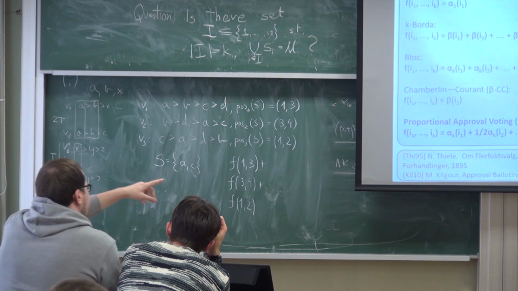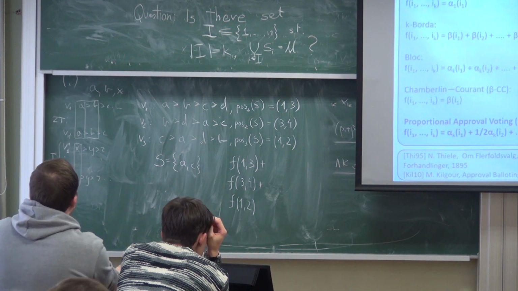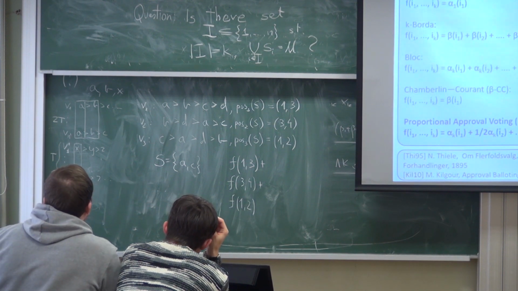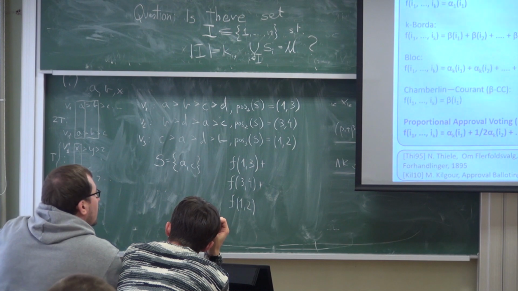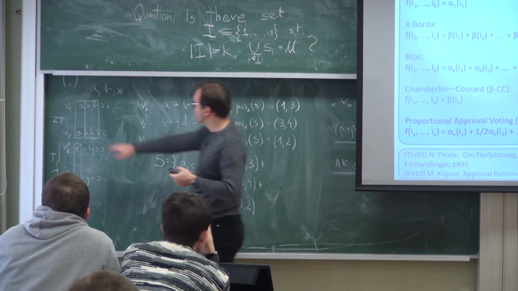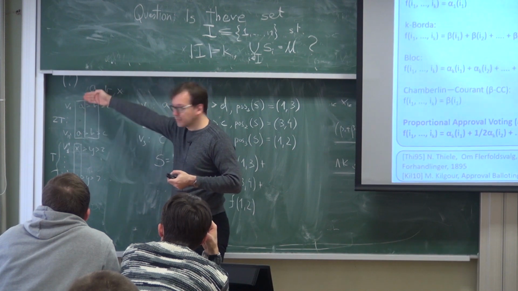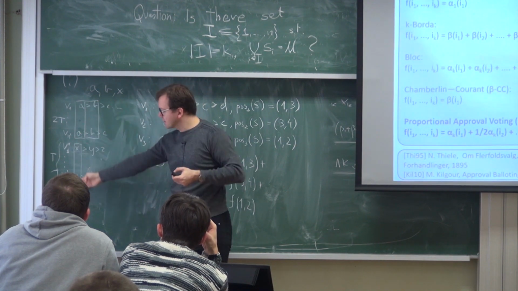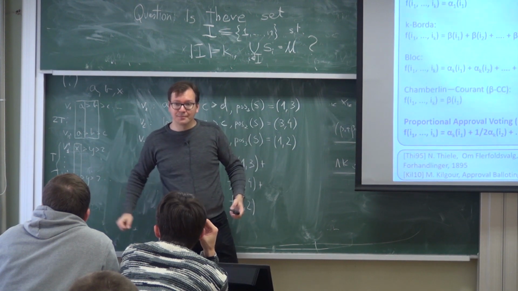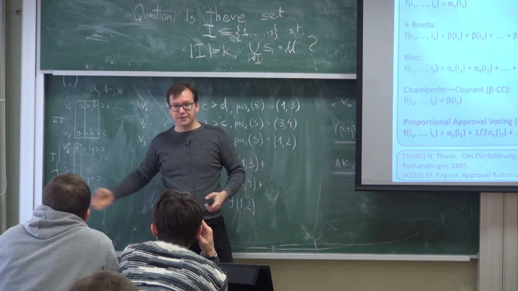Do you mean that this proportional voting is good for proportionality, yes? Yes, yes. And Chamberlain Courant is not good because in this example what we have? Yeah, exactly. Actually, in this example, Chamberlain Courant would choose A, and everyone here would be satisfied. Then it would choose X, and everyone would be satisfied here. And then it would do some random thing, because already everyone is satisfied.